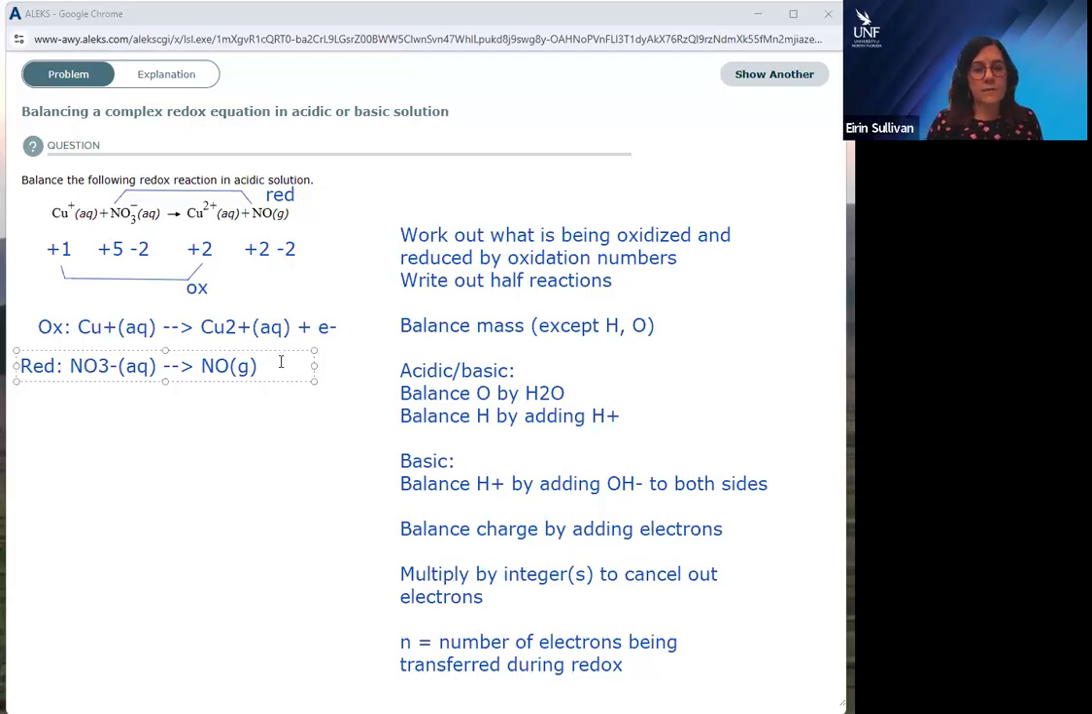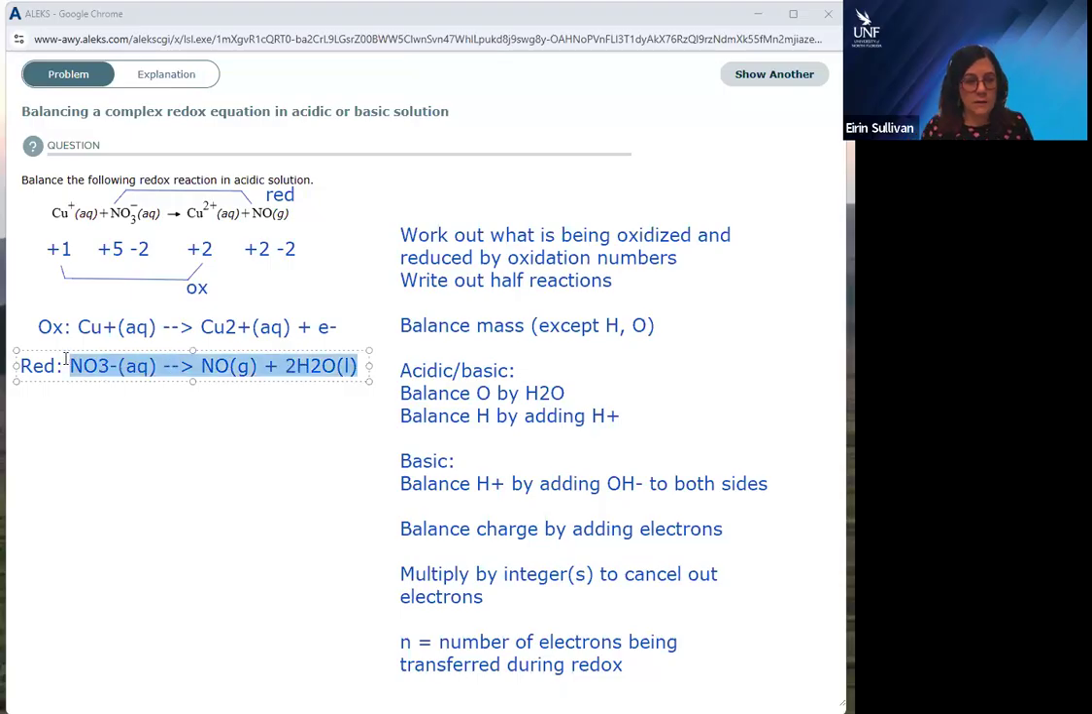So the mass of nitrogen is balanced, so we are good there. Moving on. So then we have to look at oxygen. We've got 3 oxygens on the left side, 1 oxygen on the right side. How do I balance oxygen? I'm going to add H2O, or water, and I would need to add 2 of those in order to balance my number of oxygens. So I've got 3 oxygens on the left-hand side and 1, 2, 3 oxygens on the right-hand side. So now that is balanced.